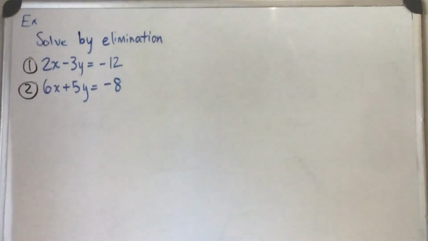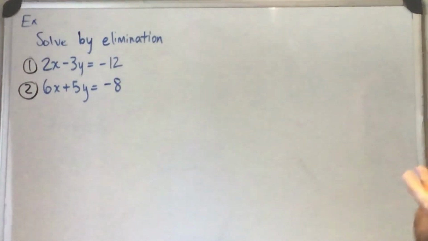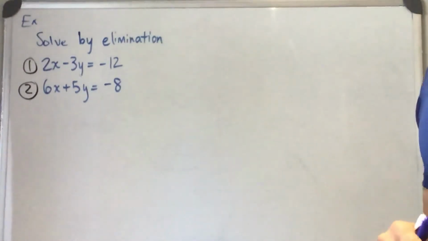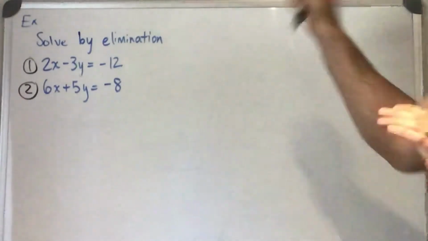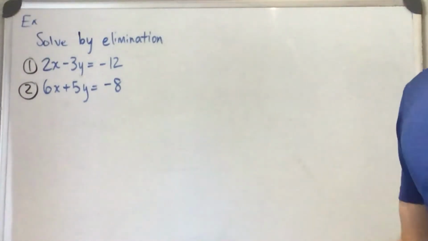Hello. All right, we're off to our third method of solving a system of equations. This one sounds pretty epic. Elimination. Okay, so why the heck do we need a third way to solve a system of equations? Didn't we already figure this thing out?